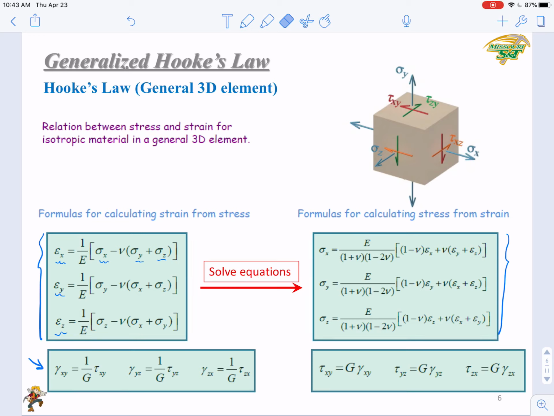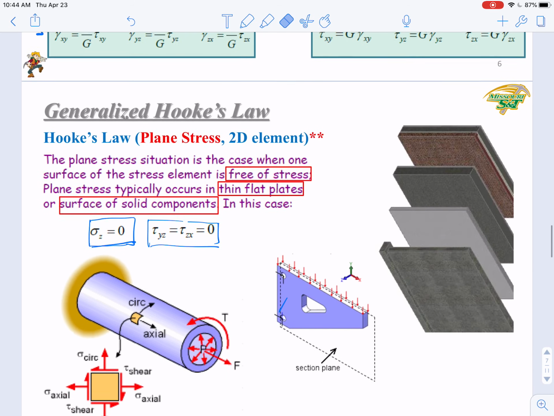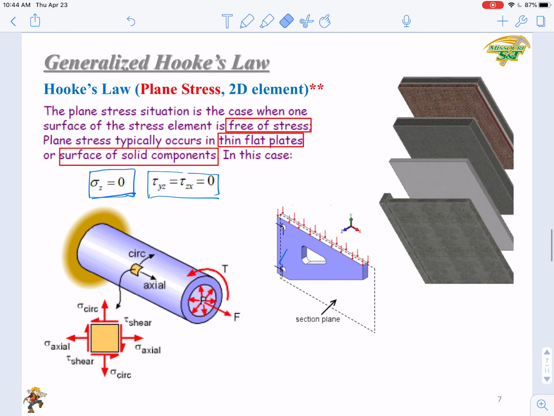So we have derived these equations for three-dimensional generalized Hooke's law. In the real world, you don't always need to use them, since in some specific cases we can simplify them into two-dimensional cases. We can simplify the three-dimensional equations into xy plane equations.